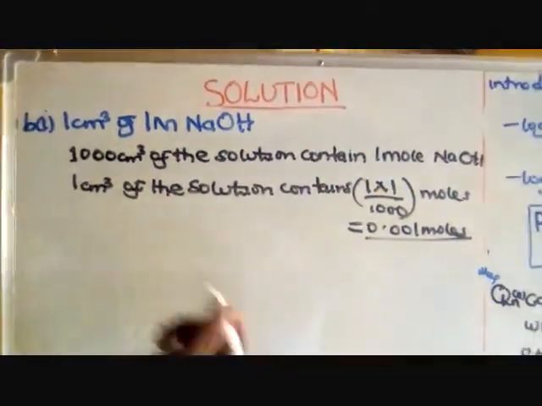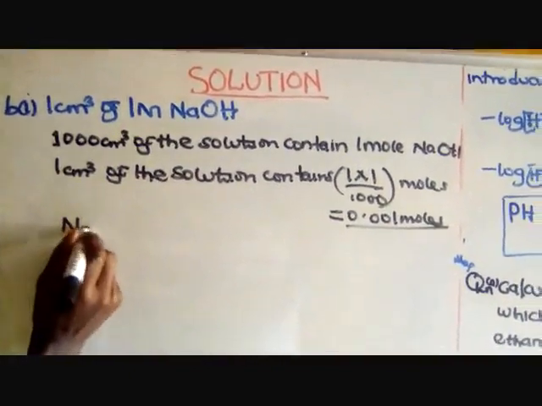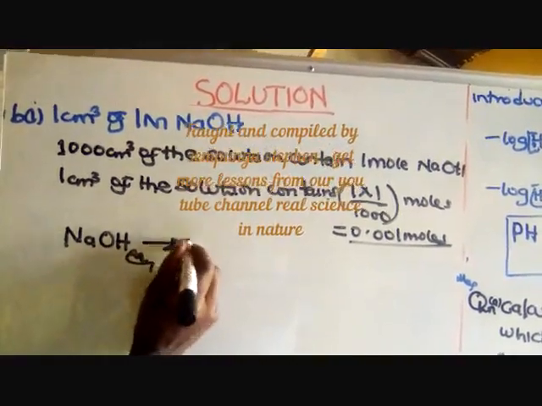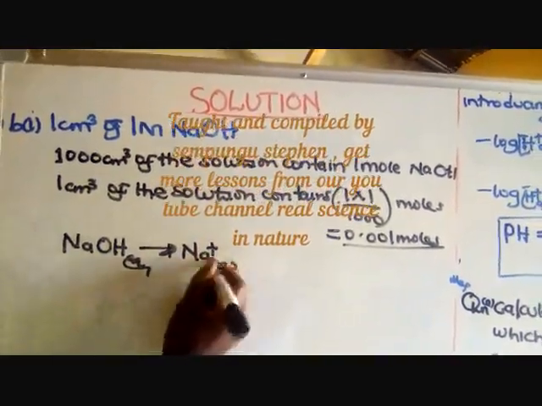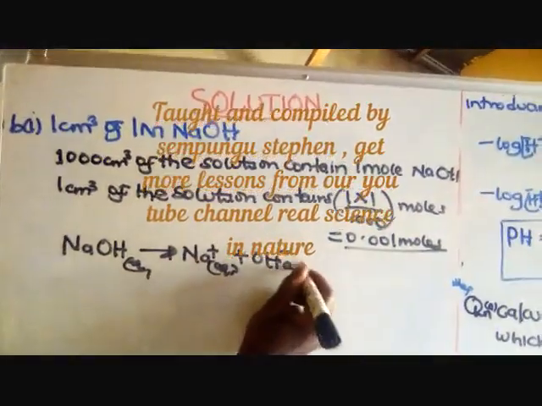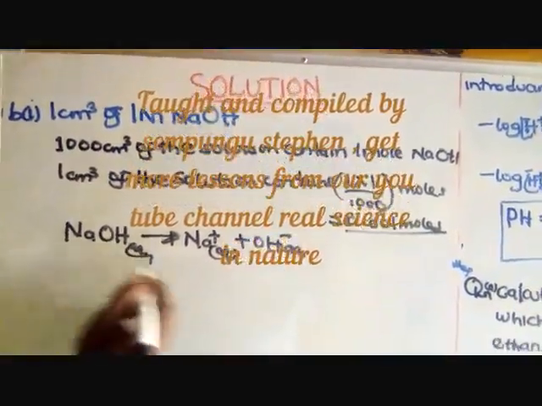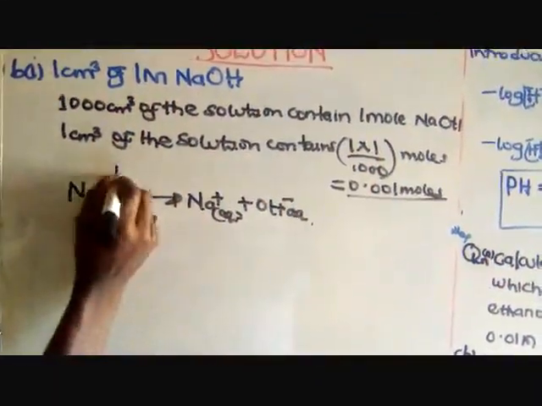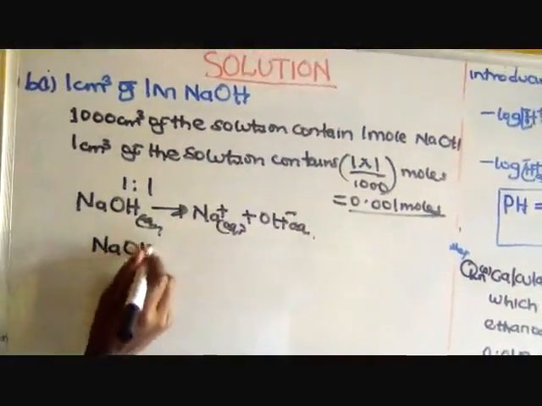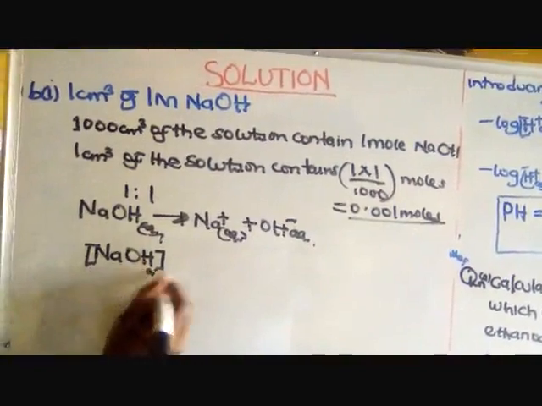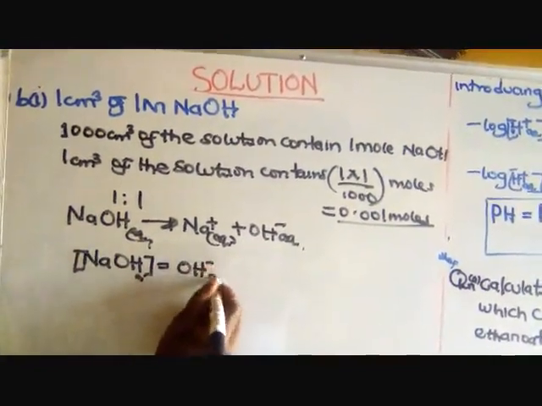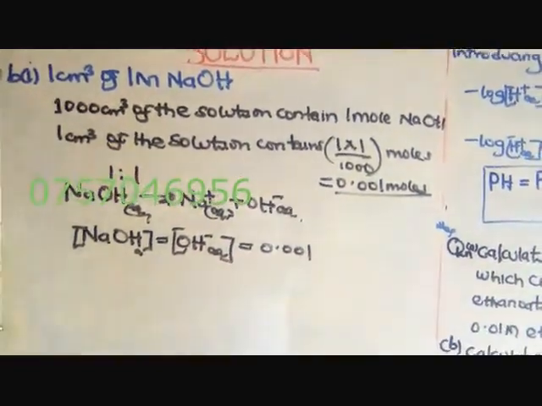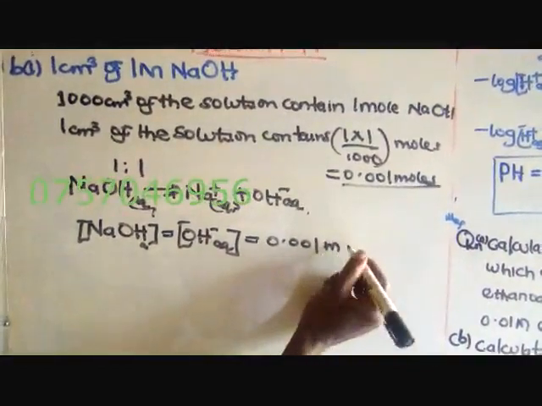Now these moles of sodium hydroxide, when you go back to the equation, if you take this equation of sodium hydroxide ionizing fully, we shall get sodium ions plus hydroxyl ions. What are we seeing? That 1 mole of this one produces 1 mole of hydroxyl ion. This implies that, from the mole ratio of 1 to 1, the concentration of sodium hydroxide is exactly equal to the concentration of hydroxyl ions. Now, this implies that even the hydroxyl ion concentration is 0.01 moles.